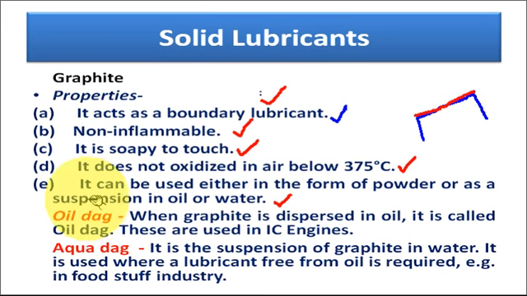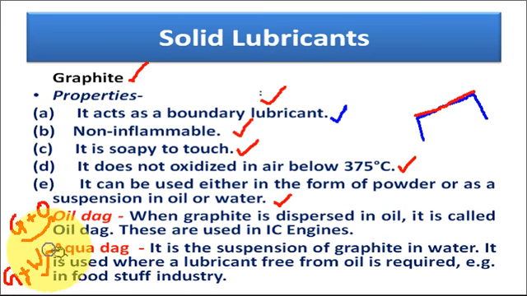Now, if the suspension of graphite is prepared in oil, that means we are mixing the graphite with the oil, then this suspension is called the oil dag. And if the graphite is mixed with water, then it is called the aqua dag. Oil dag is graphite dispersed in the oil, so it is called the oil dag. These are used in internal combustion engines.